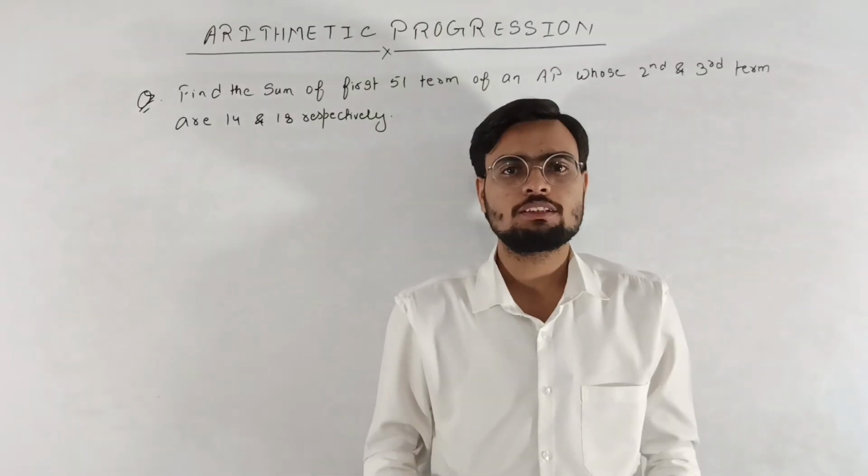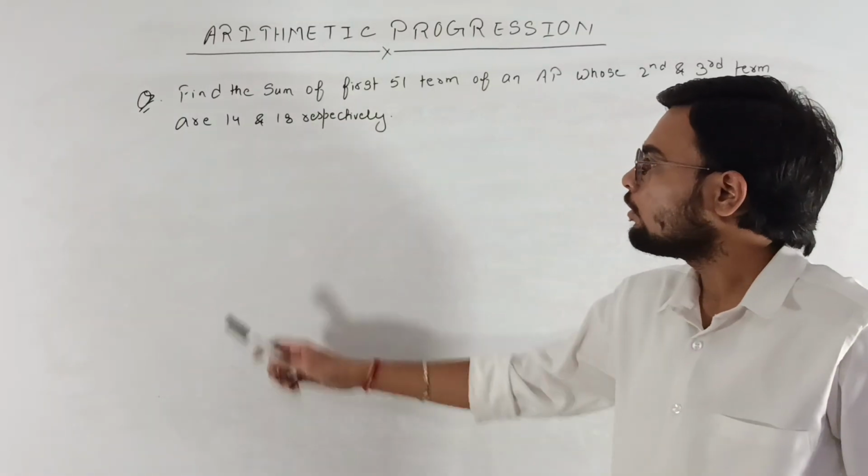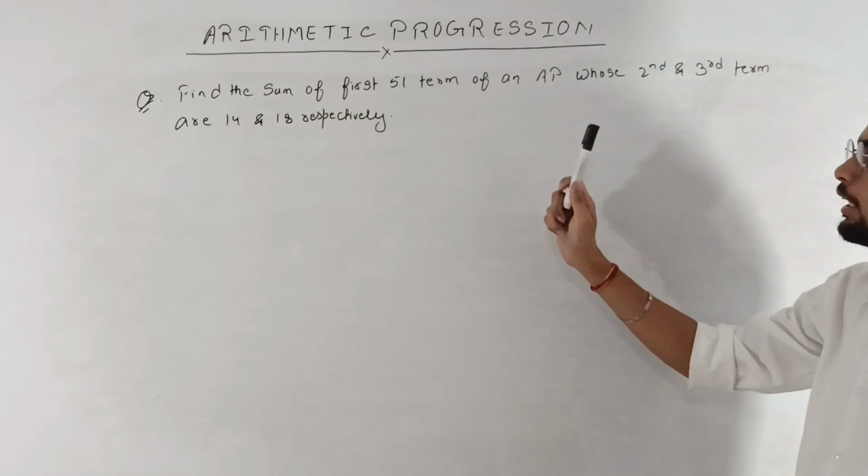Okay. Now let's move towards our next question. Question is what? Find the sum of first 51 terms of an AP.